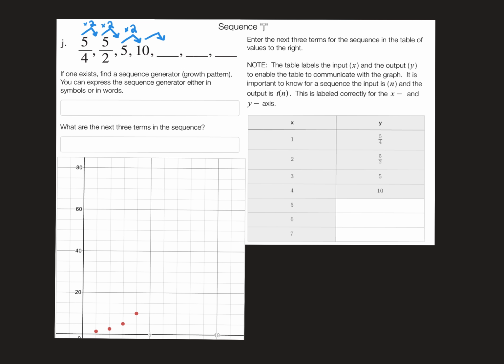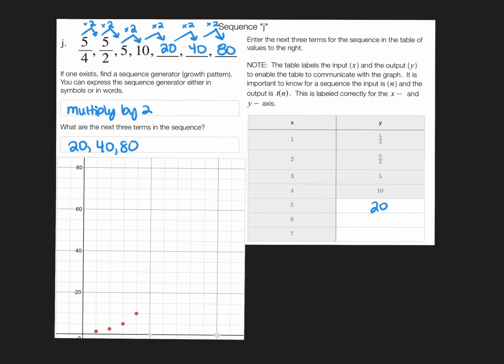Multiply 10 by 2, we get 20. Multiply 20 by 2, we get 40. And multiply 40 by 2, we get 80. So our pattern, our generator, is multiply by 2. Next 3 terms: 20, 40, and 80.